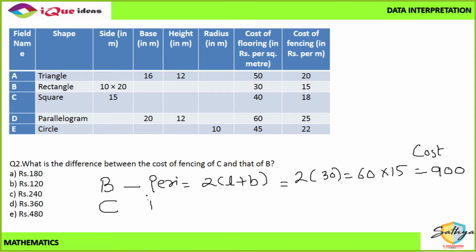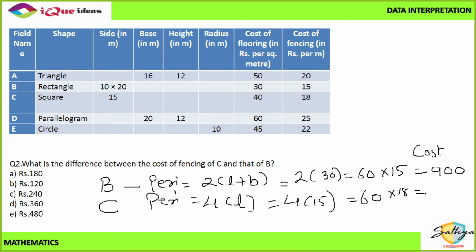For C, which is a square, the perimeter is 4 times the length, which is equal to 4 times 15, which is again equal to 60. But now the cost is 18. So the cost of fencing is 18 multiplied by 60, which is equal to 1080. And if we take out the difference between these two, the difference is 180. So my answer is A, the difference between the cost of fencing B and the cost of fencing C is 180.